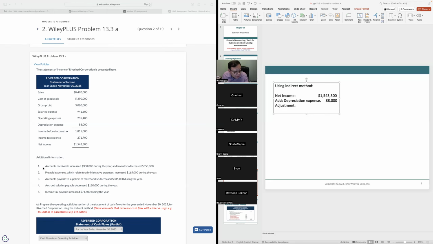So the first one, let's go through these bullet points. A, accounts receivable increased. So accounts receivable is a current asset, right? So increase in accounts receivable. Is that add or deduct? Increase in accounts receivable. Is that a deduct or an add?